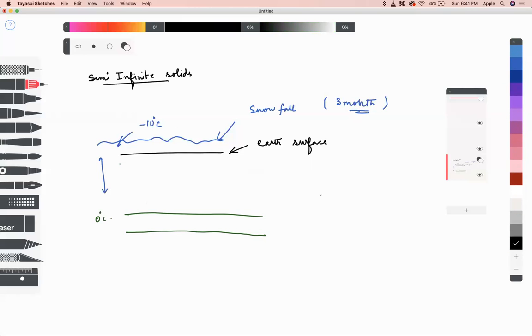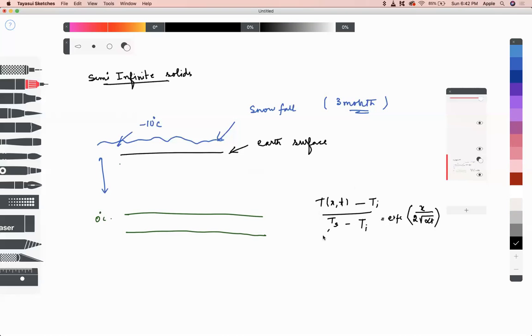Now error function, we can write it like this: at location x, (T minus Ti) divided by (T surface minus Ti) is equal to, this is actually the error function complement. So whatever error function value you get, you have to subtract it from 1, and you will get the error function complement value. It is equal to x over 2 root over alpha t. Okay, so if you know alpha, if you know t, which is my 3 months here.